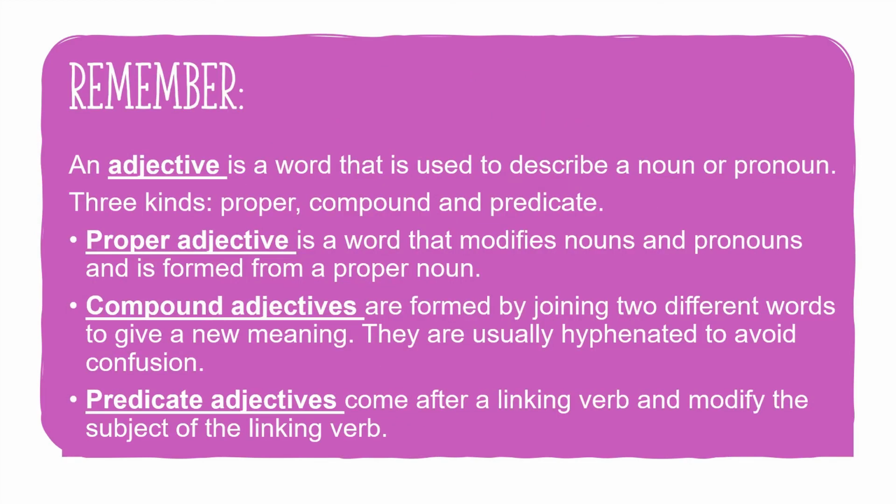Please do remember, an adjective is a word that is used to describe a noun or pronoun, and there are three kinds of adjectives. We have the proper, compound, and predicate. When we say proper adjective, it is a word that modifies nouns and pronouns and is formed from a proper noun. Compound adjectives are formed by joining two different words to give a new meaning. They are usually hyphenated to avoid confusion. And the third one, we have the predicate adjectives. It comes after a linking verb and modifies the subject of the linking verb.